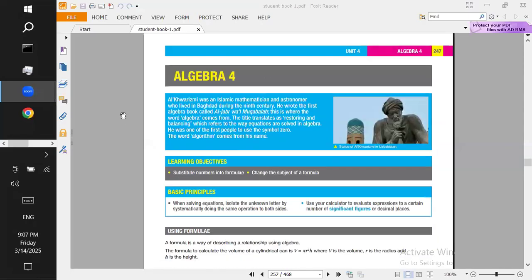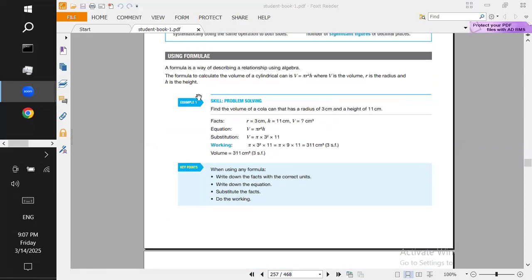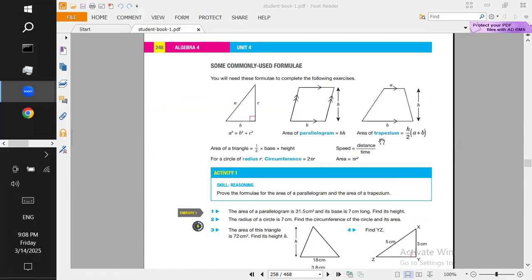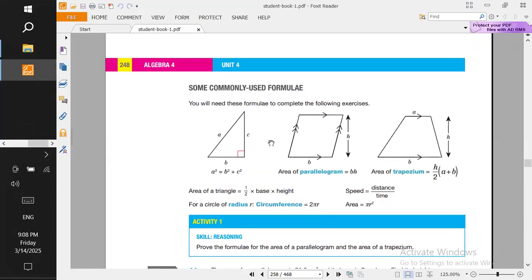In this video, we're going to talk about Algebra 4. We're going to start with the using formula lesson or topic. Basically, using the formula topics means you need to understand the formulas of everything we studied.